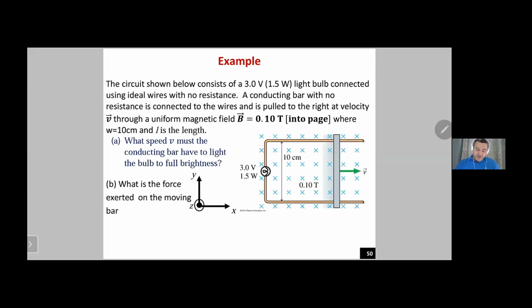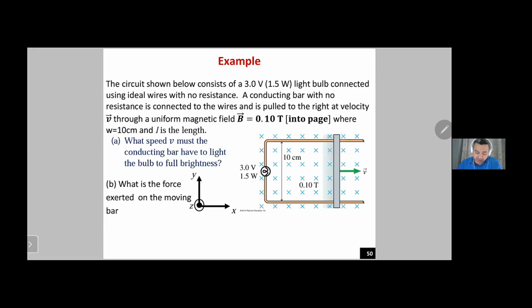Good afternoon, everyone. We'll continue today our lecture on the recently introduced laws, Faraday's law and Lenz's law. Okay, so here we have an example that we need to do.